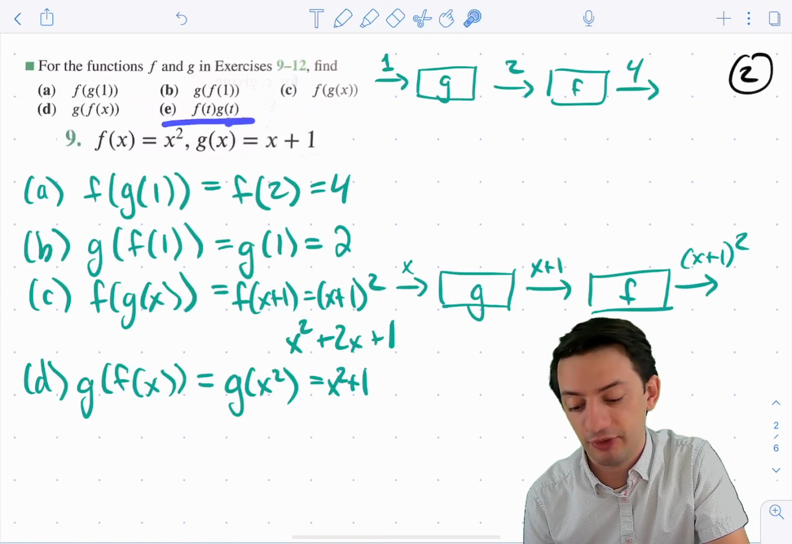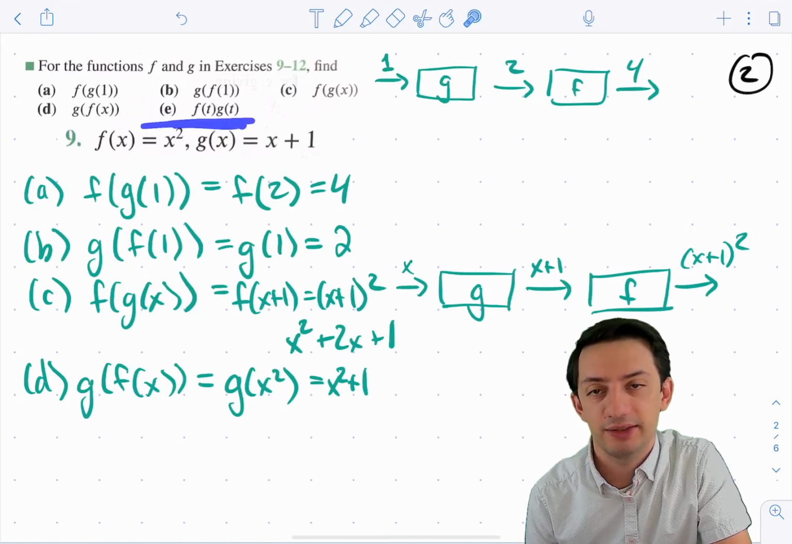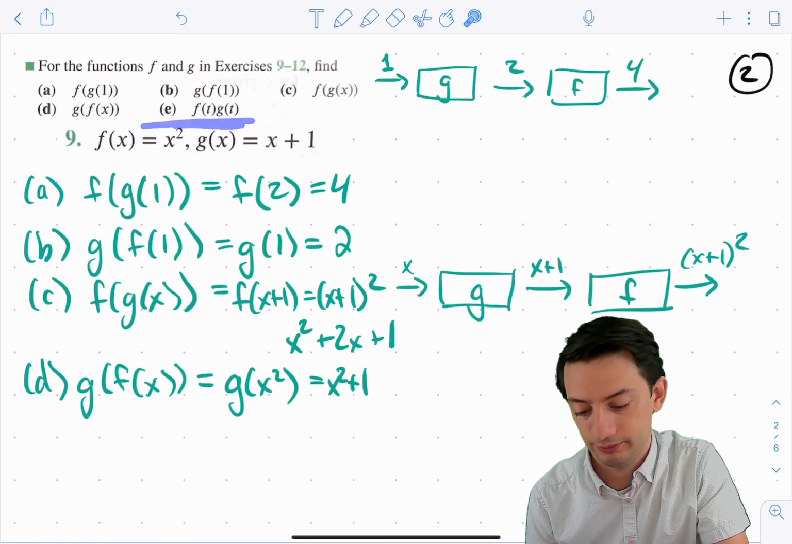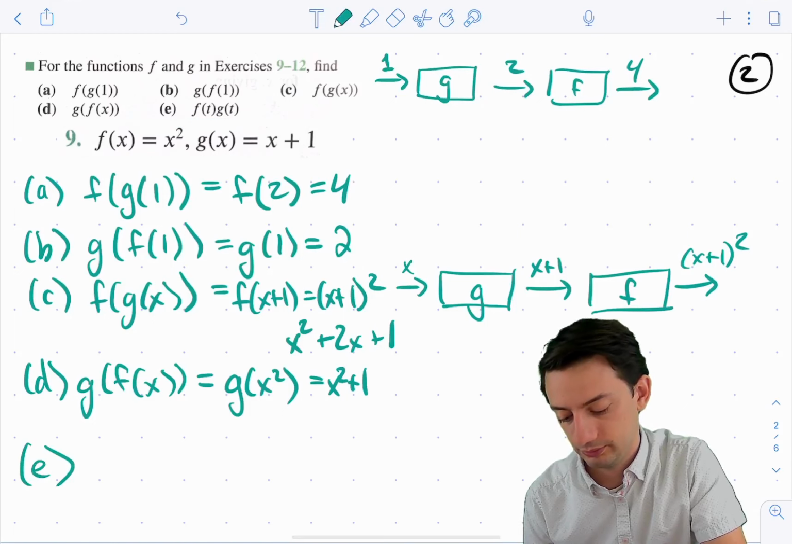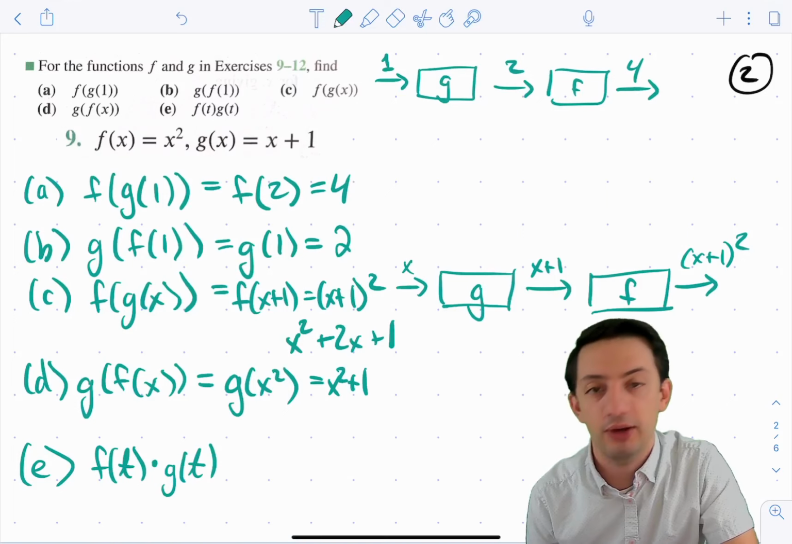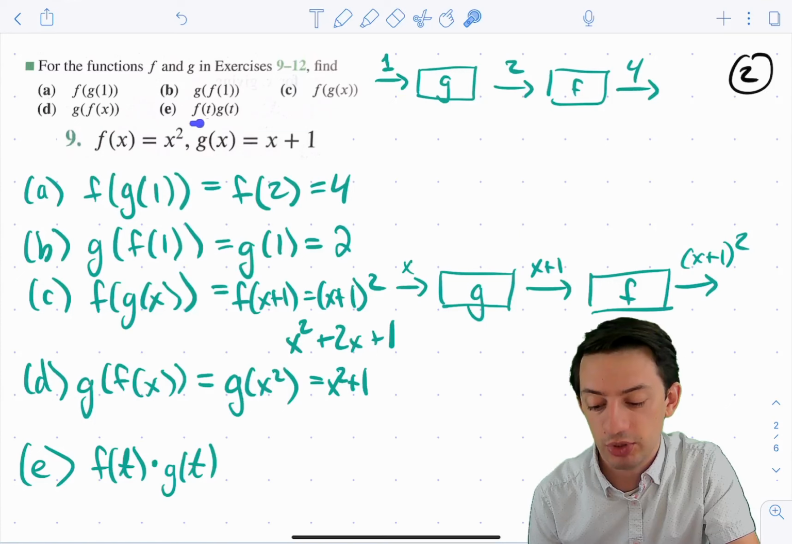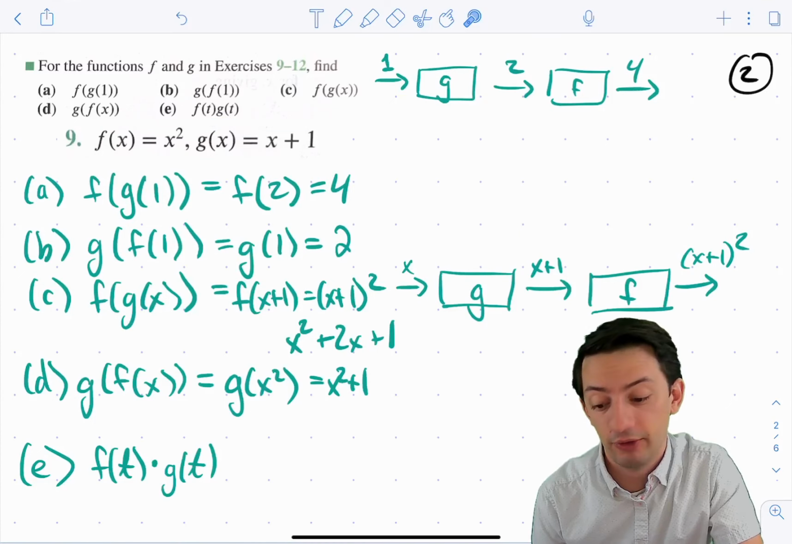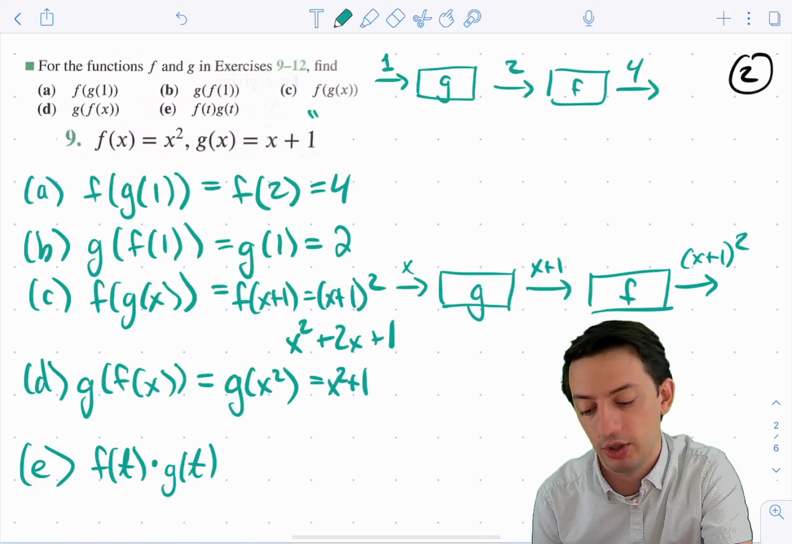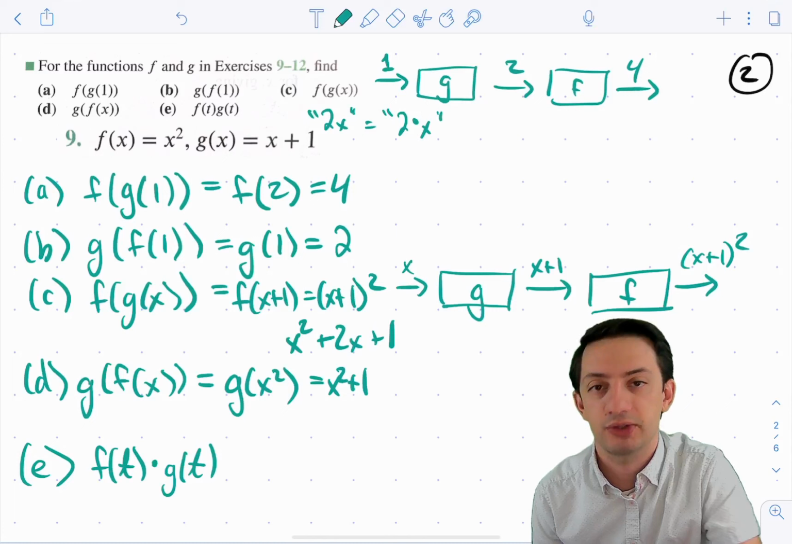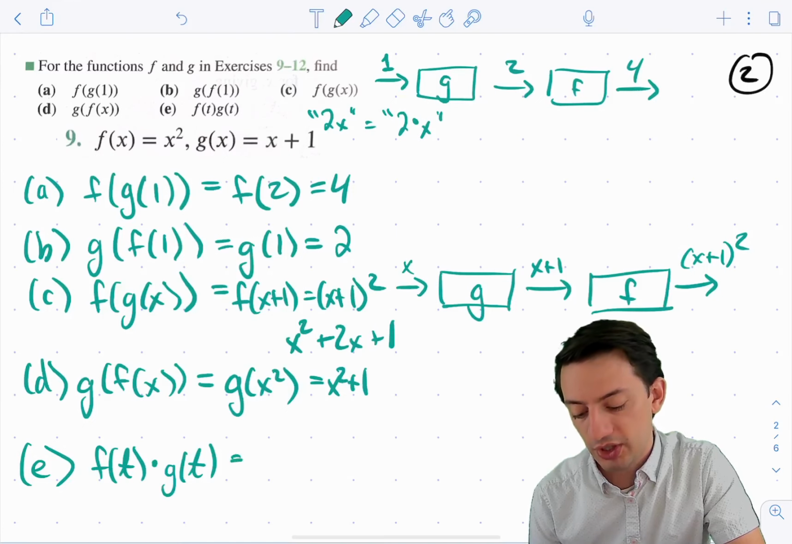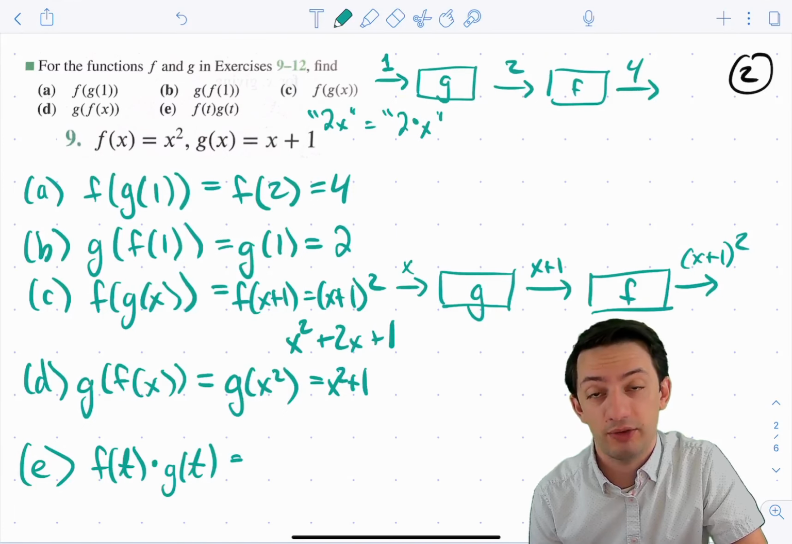Lastly is something a little bit different. This is f of t times g of t. So this is just a times in the middle. Now you remember that a lot of times in math, multiplication is implicit. If we just write two things next to each other, that really means multiplication. Just like if we had written 2x, that really means 2 times x. So this is just whatever f of t is and whatever g of t is.